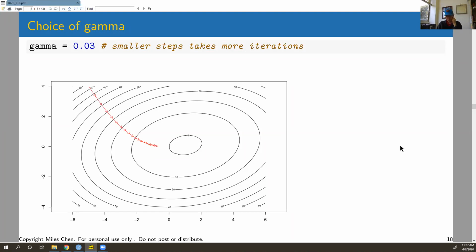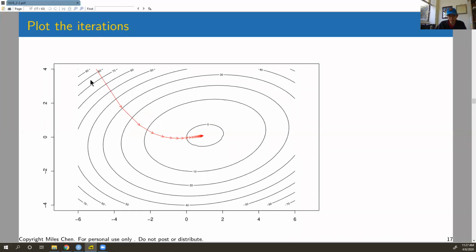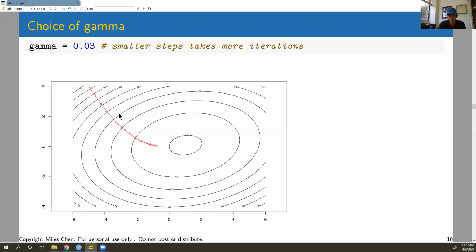Let me just show you here. If I increase my gamma to 0.15, I'm taking a bigger step. So here's gamma at 0.1. This is what it looked like. Gamma at 0.03, I've taken much smaller steps. Gamma at 0.15, I'm taking much bigger steps, and this gets me down to the center a lot faster. But then there's also such a thing as taking a gamma that's too big. So here's gamma equal to 0.3, and now I'm taking steps that are a bit too big.